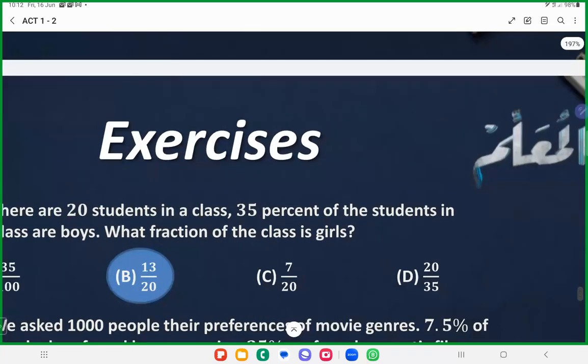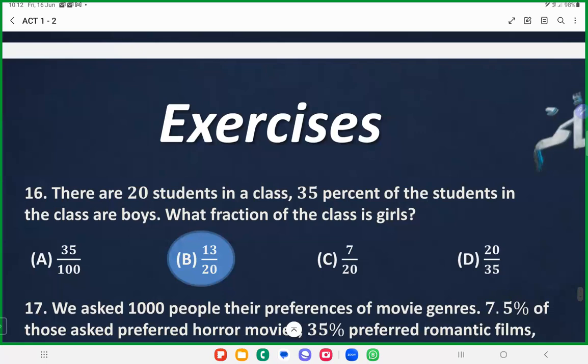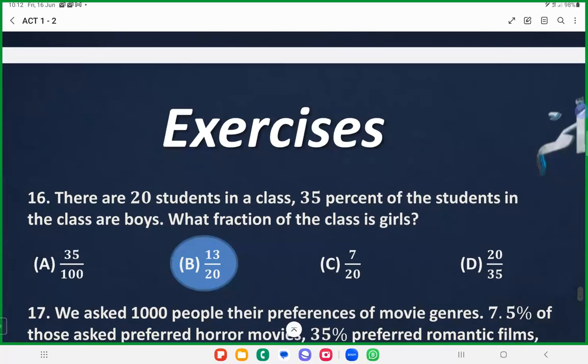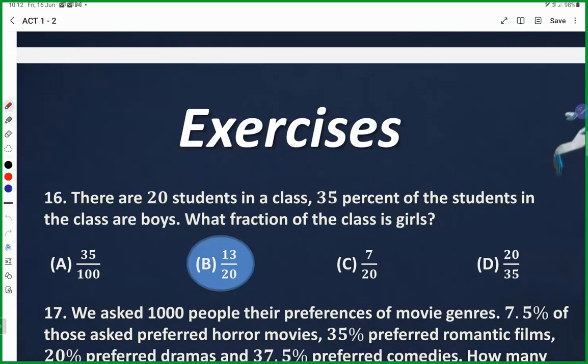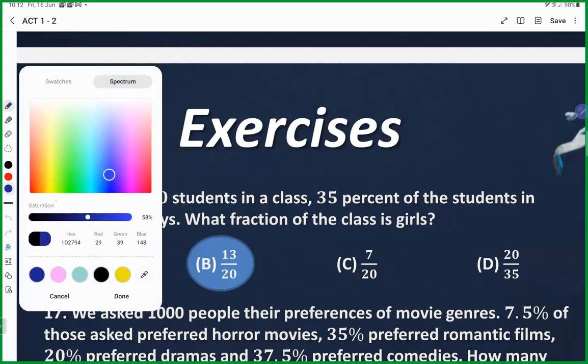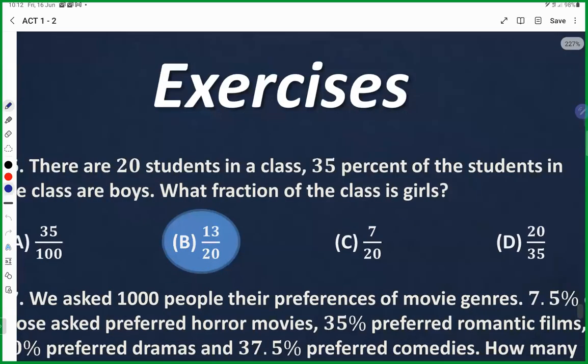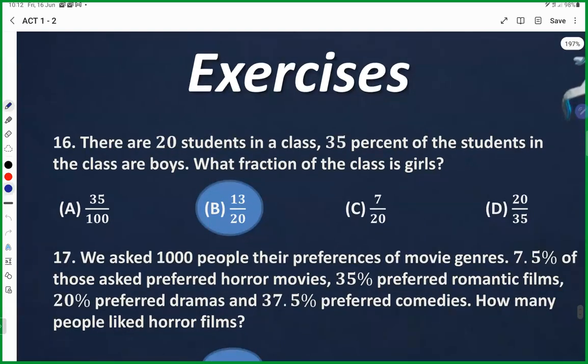Okay, there are some questions like this one. Here, there are 20 students in a class. 35% of the students in the class are boys. What fraction of the class is girls?